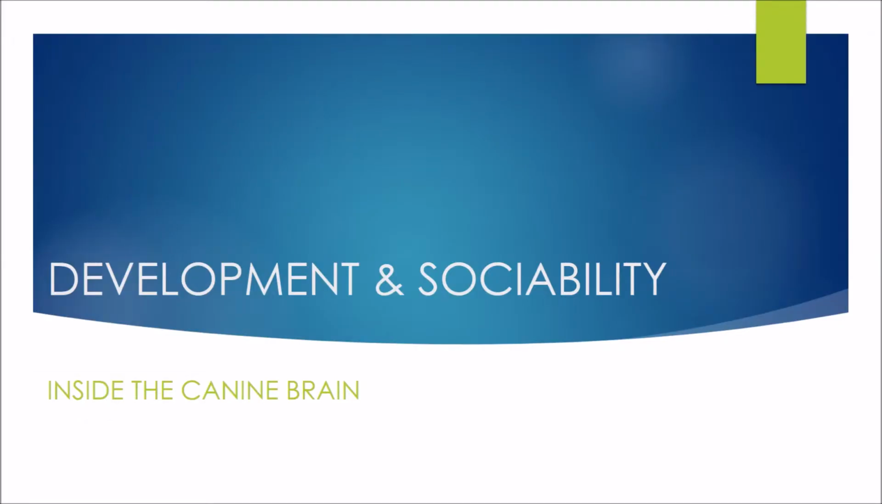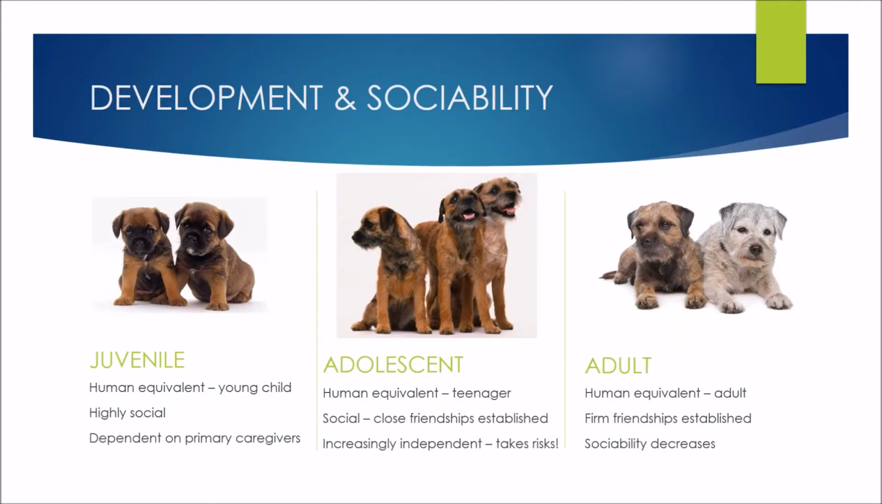Okay, a quick little one I want to talk about now is development and sociability. So this is inside our canine brain. Our dogs go through similar development processes to what we do, just in a very condensed time frame. Our juvenile pups are like our toddlers and our primary school kids. Most of them are really highly social. You think about little kids, they've got a new best friend at school every week.